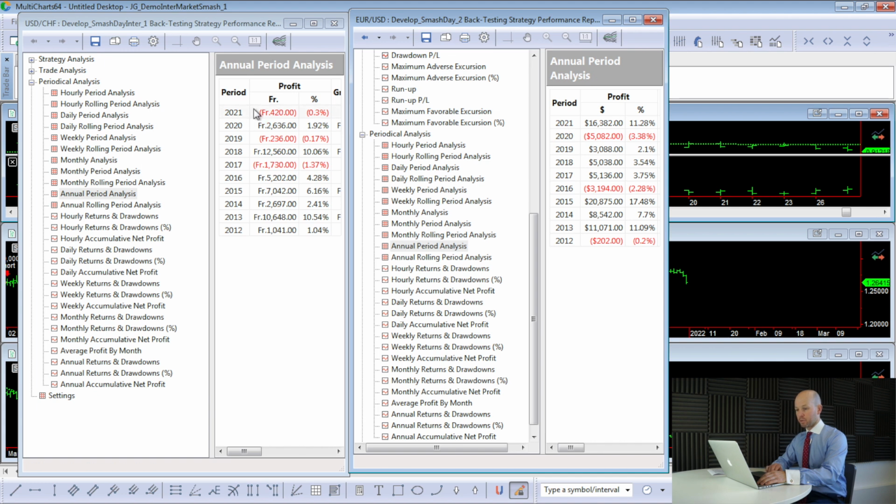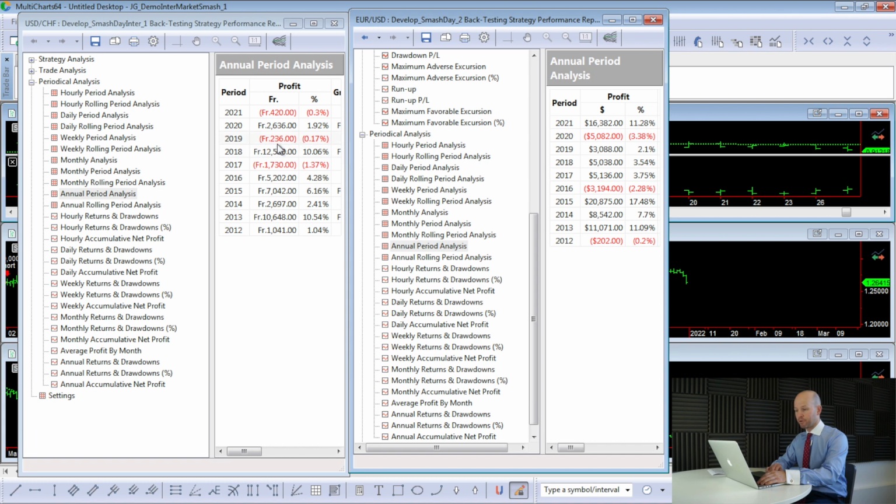So on the left here is the Swiss franc, and on the right here is the euro dollar. And notice that 2012 euro dollar, we had a losing year, very, very small losing year, but we had a profitable year in the Swiss franc. The next losing year was in 2016 on euro dollar. 2016 we had quite a decent winning year on Swiss franc. 2017 wasn't very good for the Swiss franc, but 2017 for euro dollar was good.